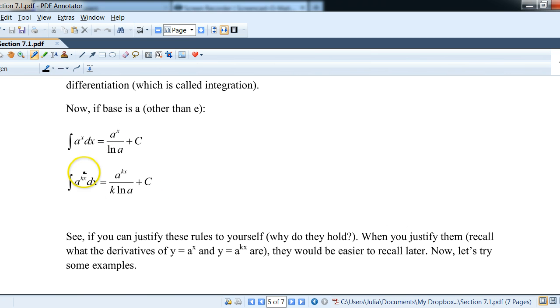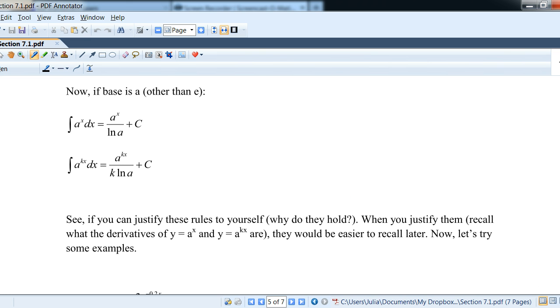So you do have to think about them rather than try to memorize them or write them down. If you know how to take the derivative, you basically do the opposite for the antiderivative. So you divide by that.